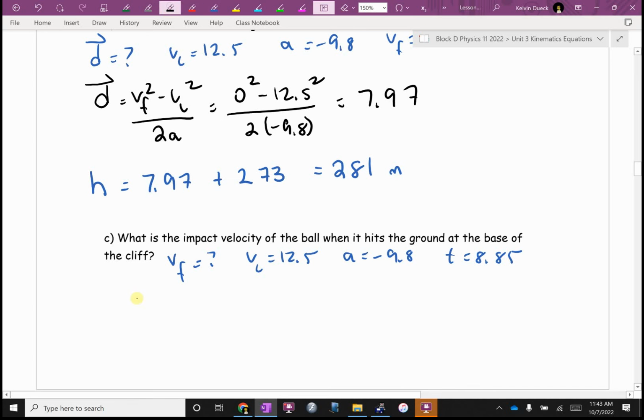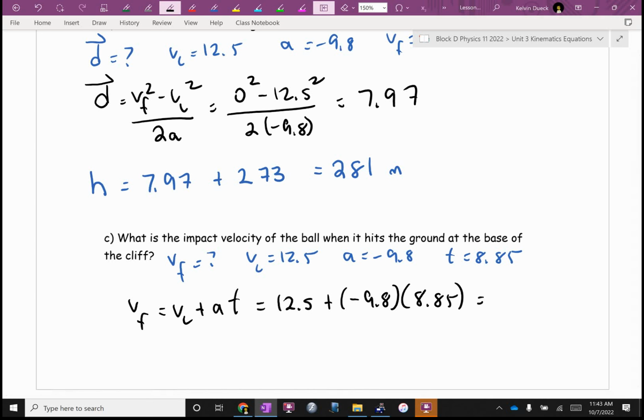The first one, VF equals VI plus AT. Yeah. I need to get the VF, which already is. That's a bonus. So it's going to be 12.5 plus negative 9.8 times 8.85. Aaron, when this ball hits the ground, what direction is it traveling? Be obvious. Am I expecting a positive V final or a negative V final? Here, I would get nervous if my calculator gave me a positive answer. It must have been a typo somewhere. You should get a negative.